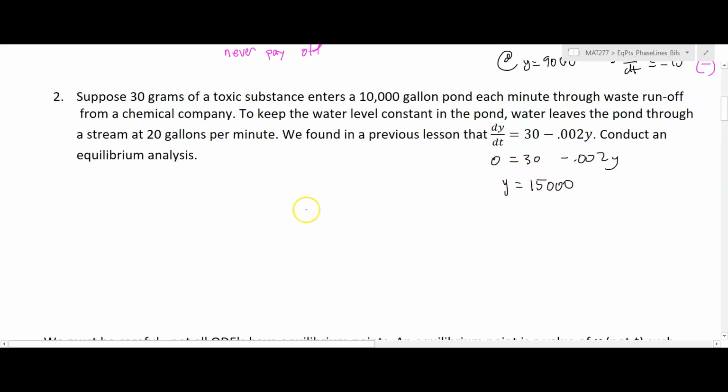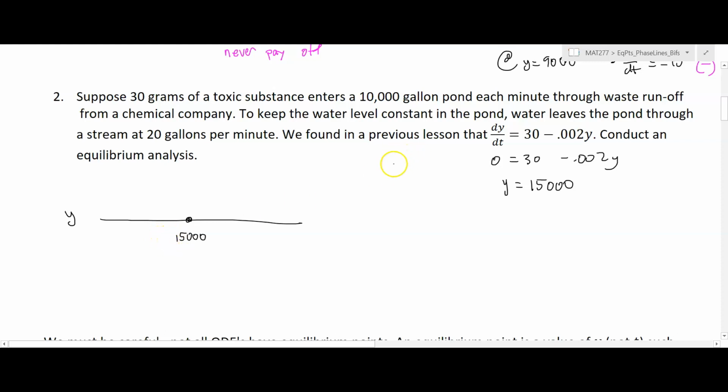So let's see what's going on here. If again I draw a number line here, and say that these are the values of y that get inserted into here, then I have an equilibrium point at y equals 15,000. If the pond ever ends up having 15,000 grams of this toxic substance, then it's at a saturation point. There will be, over time, no additional change in the amount of the toxin inside the pond.